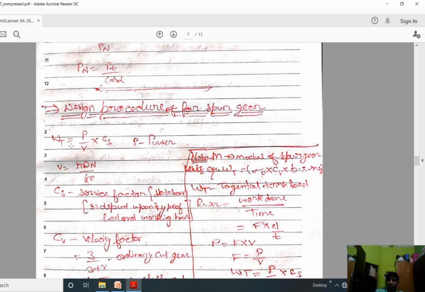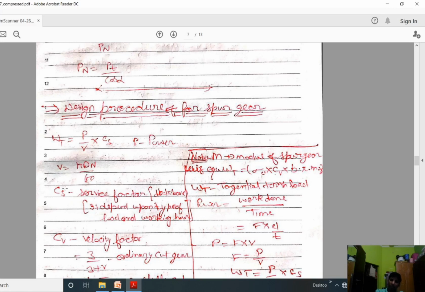That is equal to power divided by velocity, and multiplied by service factor. So P is power, V is velocity, and CS is service factor, and the value of CS is taken from the data design book, which is in any of the data design books. And the value of V, that means the value of velocity, is equal to pi dn upon 60.